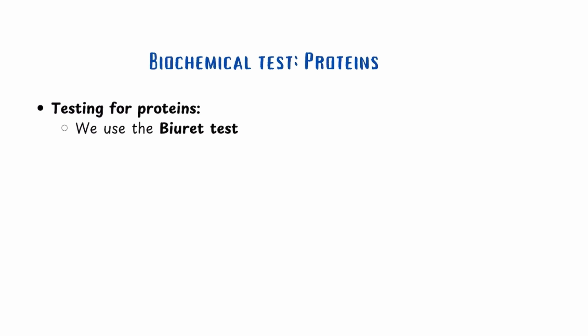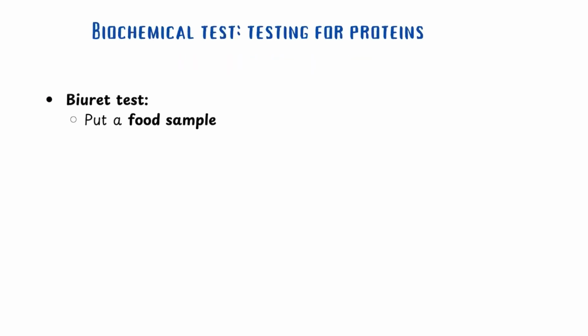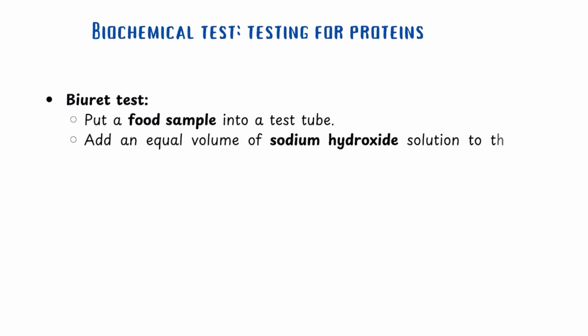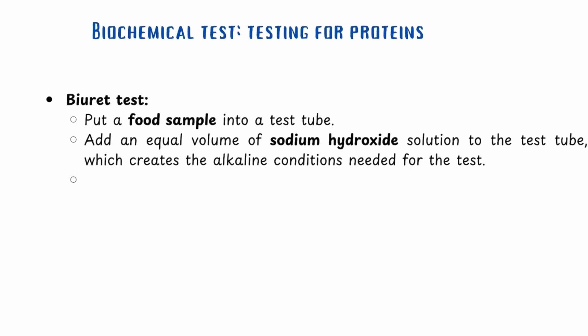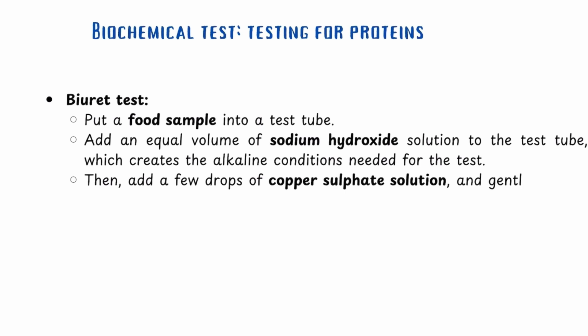We use the Biuret test to check for proteins. Here's how to do it. Put a food sample into a test tube. Add an equal volume of sodium hydroxide solution to the test tube, which creates the alkaline conditions needed for the test. Then, add a few drops of copper sulfate solution, and gently mix.